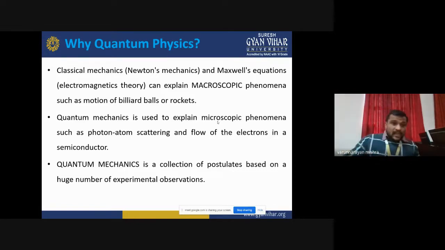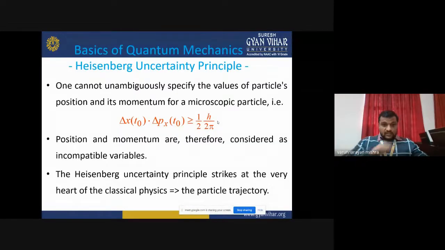Classical mechanics and quantum mechanics are both very important branches of physics, but quantum physics has a more advanced mechanism to study microscopic phenomena, meaning how different atoms and photons interact with each other and how they are responsible for scattering, reflection, and other processes useful in remote sensing. The Heisenberg uncertainty principle is very important.